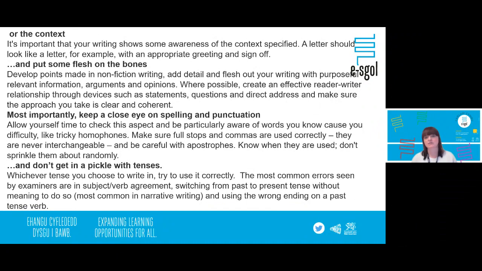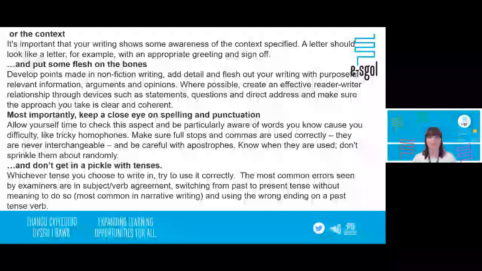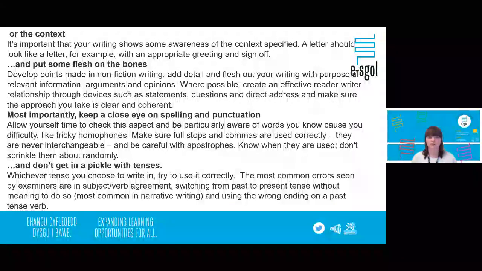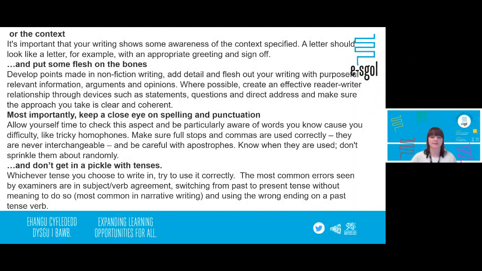Just keep a close eye on your spelling and punctuation. Try to be mindful with your tenses, okay, whichever tense you write in, just try to use it correctly and try to stick to it, instead of mixing or switching tenses.